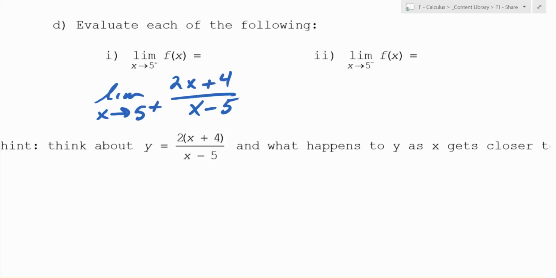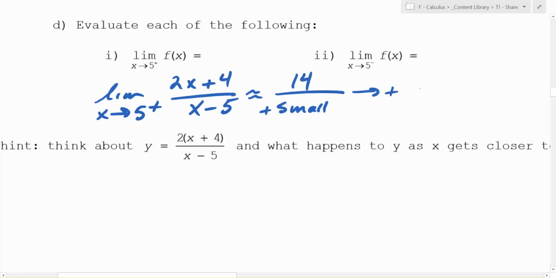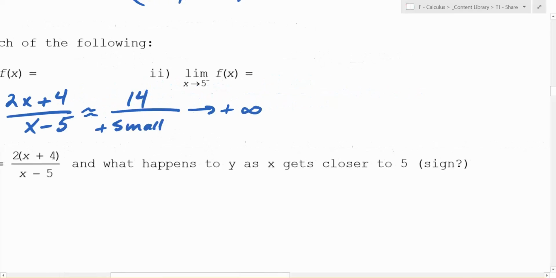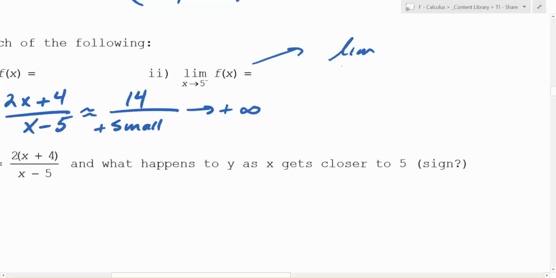What's 14 divided by a small number? A big number. Like what's 14 divided by 0.1? 140, right? What's 14 divided by 0.01? 1,400. As x gets closer to 5 from the right, the bottom becomes really, really small and positive, and the top gets really close to 14. What's 14 divided by a small positive number? It gets close to a big, huge number. Is it positive or negative? Positive infinity.